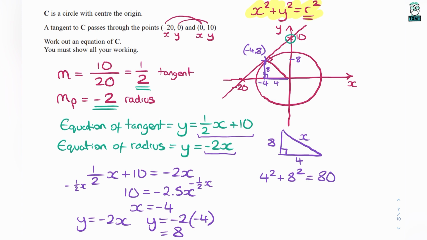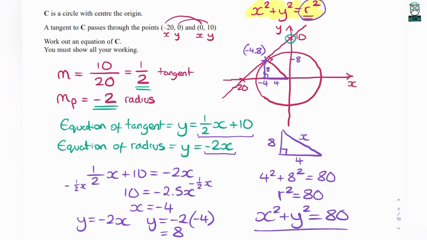Now you could square root that if you want the actual length of the radius. We don't actually need it though, because look back at our equation, it's x squared plus y squared equals r squared. So we know now that r squared is equal to 80. We don't need to square root it to find the length of r, because our equation is just x squared plus y squared is equal to the radius squared, which is 80. And there we go, there's our final answer.